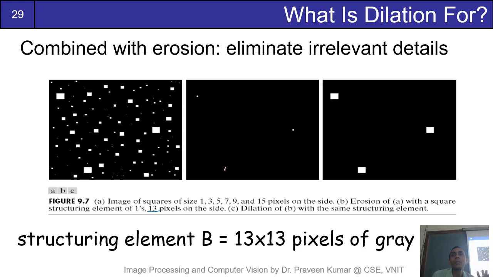But if you want to restore them to their original size, then again do a dilation with the same structuring element of size 13 by 13. So these will get restored to their original size. But effectively you have got rid of these irrelevant small locations. So you got the idea. By combining erosion and dilation, we can serve many meaningful purposes, and we'll discuss in the next class what the different applications are.